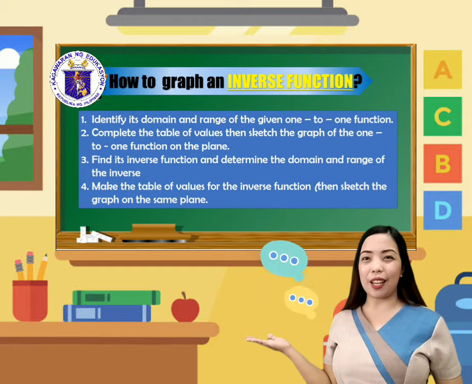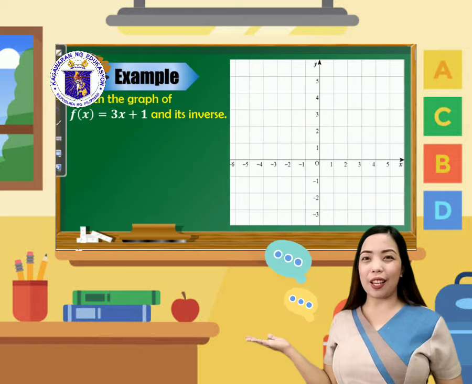inverse function. So second, complete the table of values, then sketch the graph of one-to-one function on the Cartesian coordinate plane. Third, find the inverse function and determine the domain and range of the inverse by looking at the domain and range of one-to-one. Fourth, make the table of values for the inverse function. You may just simply interchange the x and f of x values from the one-to-one and then sketch the graph on the same plane.